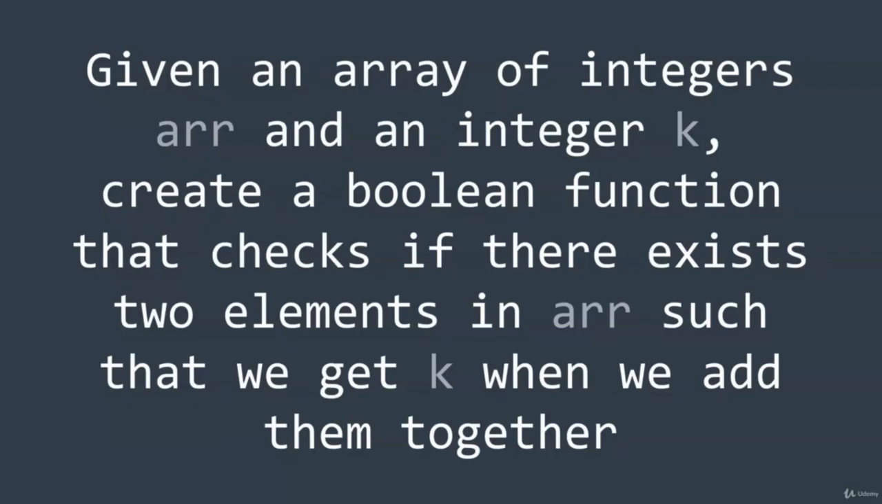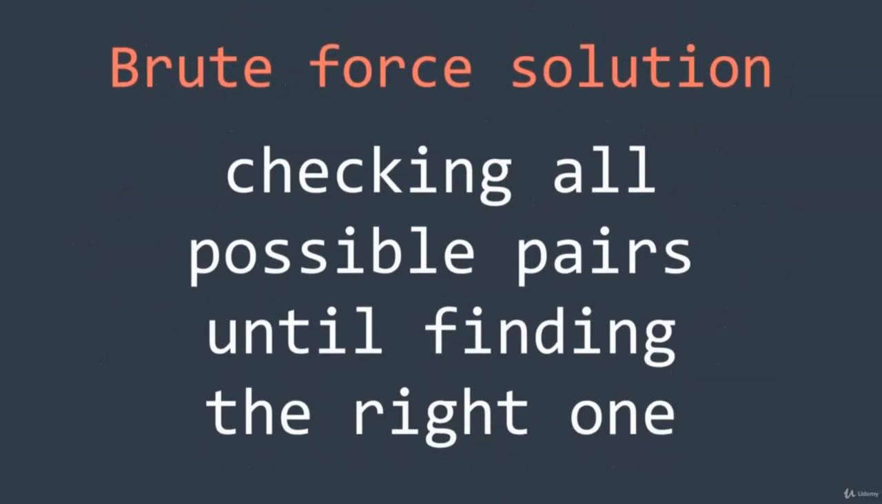First of all, we have to understand the problem. We have to know exactly what our function has to do. Here we want to find two elements such that we get k when we add them together. So as soon as we find those two elements, we return true. And the first solution that may come to your mind is the brute force solution, where we check all the possible pairs until we find one that sums up to k.